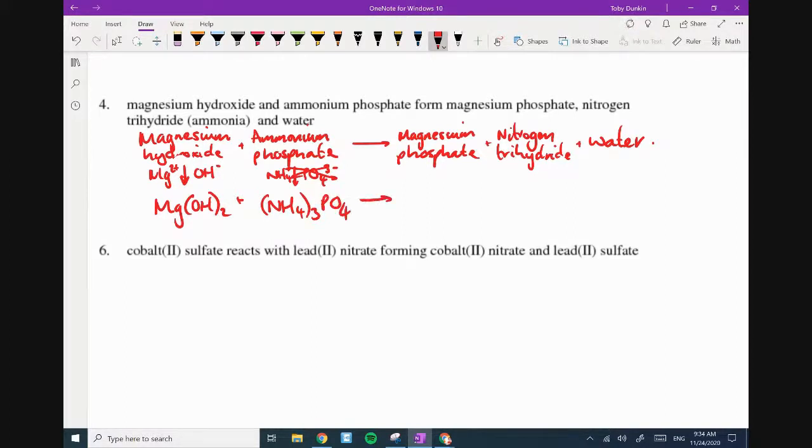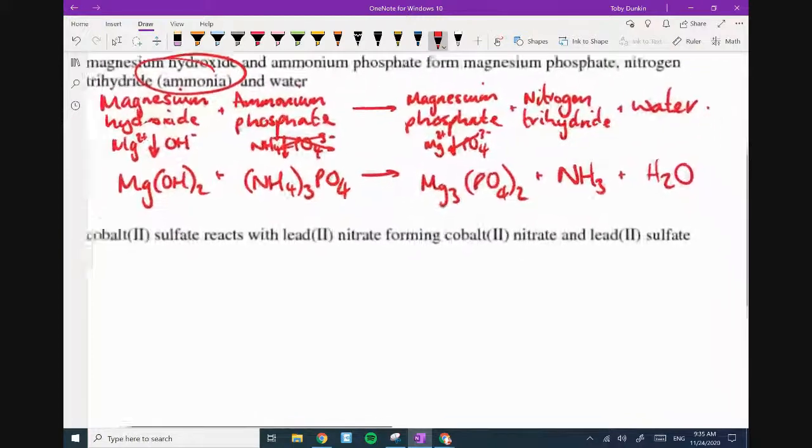Going to magnesium phosphate. So this becomes Mg2+ and PO4 3-. Crossing down. So Mg3, that's the 3 coming down, the charge obviously vanishes, PO4 in brackets with a 2. Next, plus nitrogen trihydride. This is now covalent, hence why the name is slightly different. So this is just NH3. Oh, that's interesting, isn't it? Nitrogen trihydride is the chemical name for ammonia. Next, plus H2O.